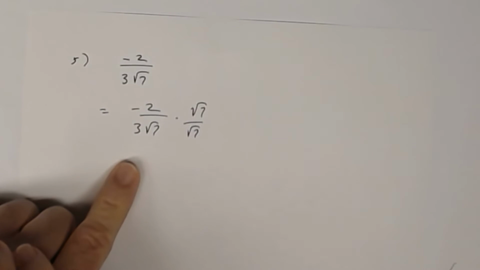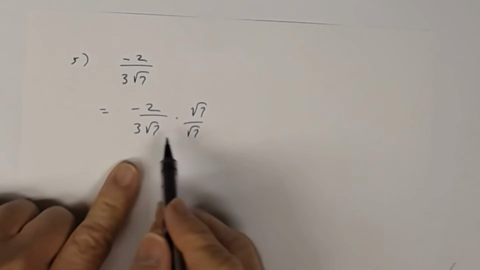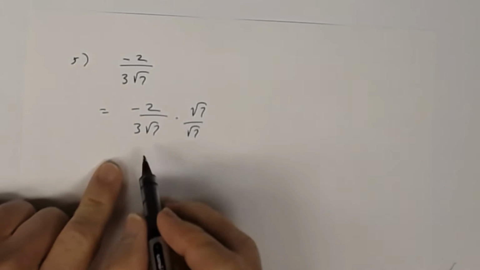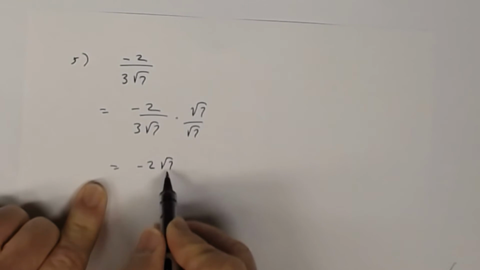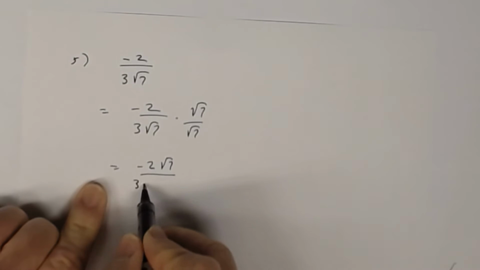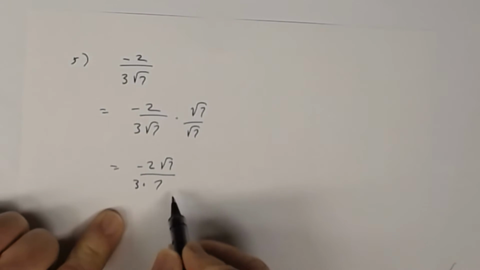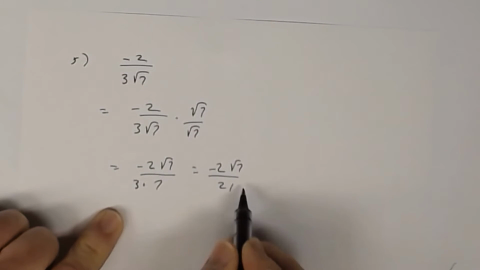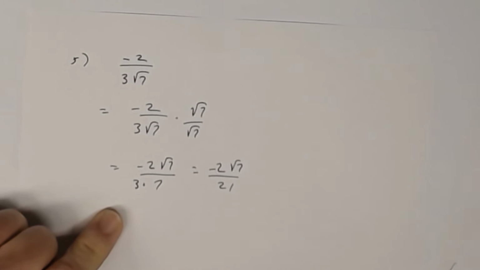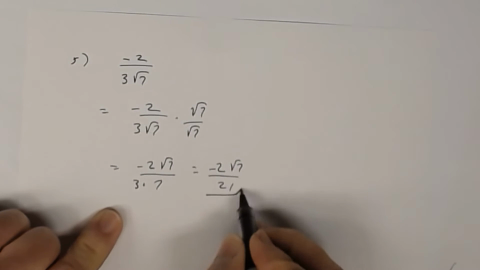All right, and so by doing that, I will eventually have a rational number down here, because watch. So this becomes negative 2 square root of 7 divided by 3 times, and then the square root of 7 times the square root of 7 is 7. And so this becomes negative 2 square root of 7 divided by 21, and 21 is a rational number. See that? And then I cannot simplify the radical, and I cannot reduce, so there's your answer.